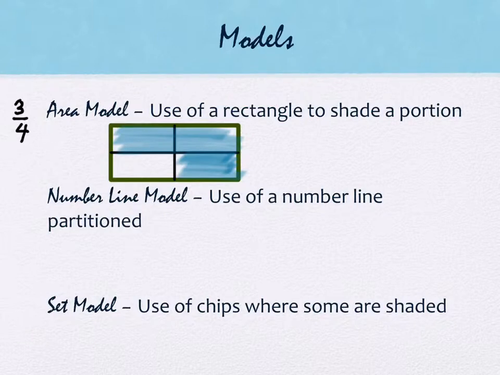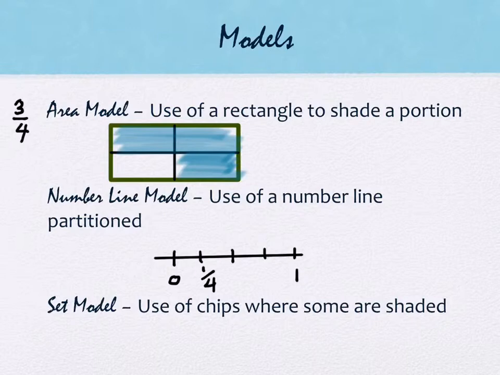The second one, this is the one I have not shown yet on any of my pictures, is the number line model. And this is a partitioned number line. So you have a portion of a line, and you've got the 0 and the 1 marked. And then you've partitioned the number line into pieces that are equal in length. So the first one here that I've got is 1/4. This would be 2/4 or 1/2. And then this would be 3/4. So the 3/4 would be this particular dot right there. So that's a number line model.